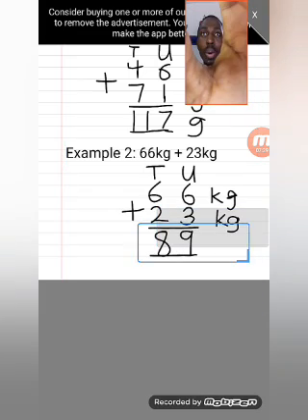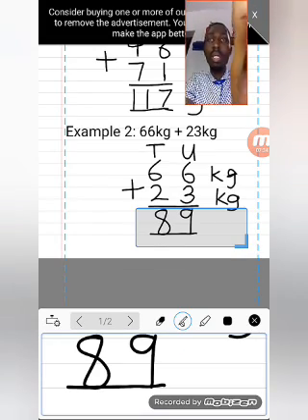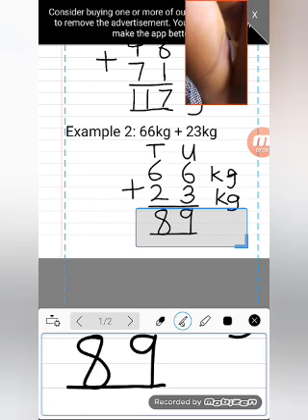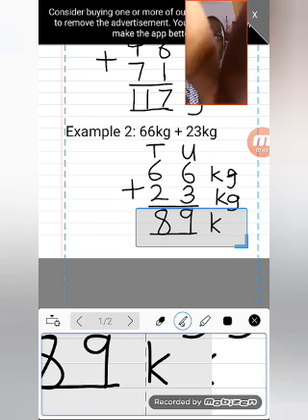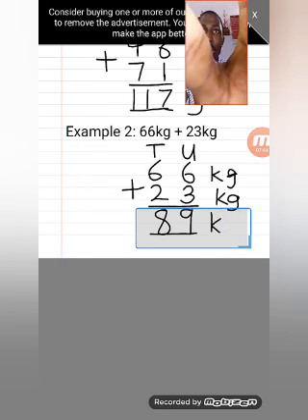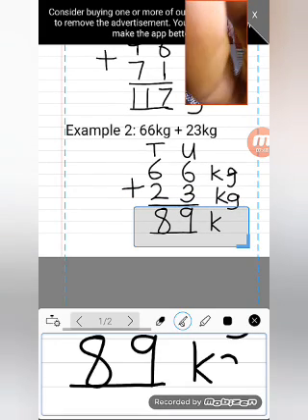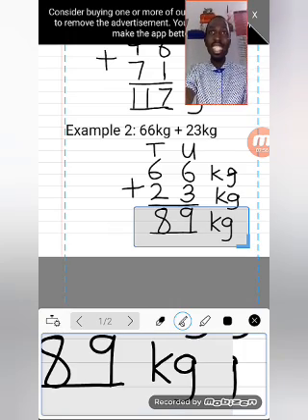So now that we have had our answer, we must write the unit as well. Having the same unit, we can add the weights together. It's safe to add the weights together. Having the same unit, now the unit of the answer would as well be kilogram. So we write that there. So 66 kilogram plus 23 kilogram, that is 89 kilogram. So you can see it's that easy.